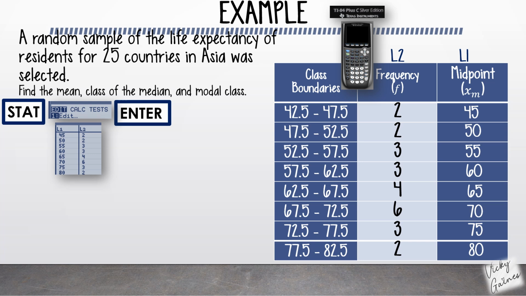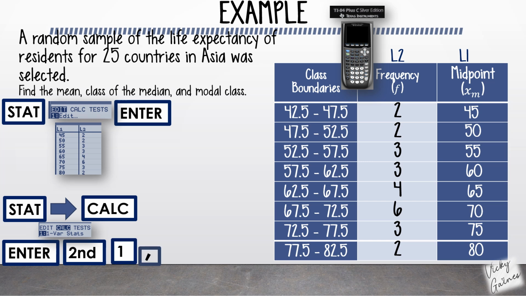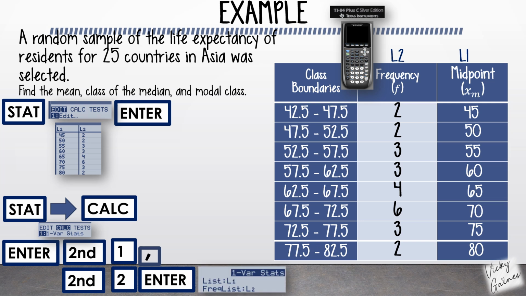So let's do some calculating. So back to stat. Over to calculate, and you can see up between the stat and the enter, when you press stat, the screen that comes up, and we need to go over to calculate. So press calculate. This is what comes up, and we do want one variable statistics. On the TI-83 calculator, after the enter, you're going to have to press second 1, comma, second 2, and then enter. The TI-84 is going to look like this and give you prompts.